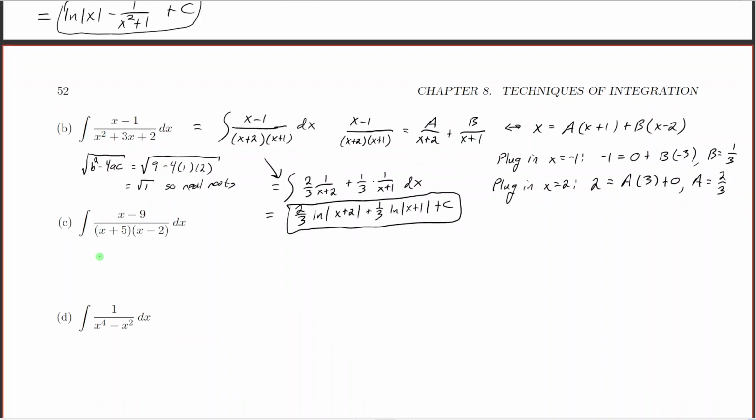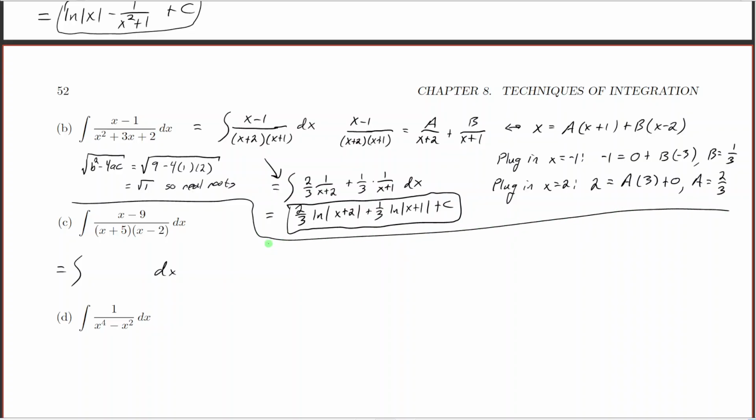The next one is going to be similar, although it's already factored for us, so we can jump right into the partial fraction process. I'm going to leave myself some space here for the result of that and just bring the partial fractions over here. I should move that up a little bit more. It is what it is. x minus 9 over (x plus 5)(x minus 2). We're going to have A over x plus 5 plus B over x minus 2.